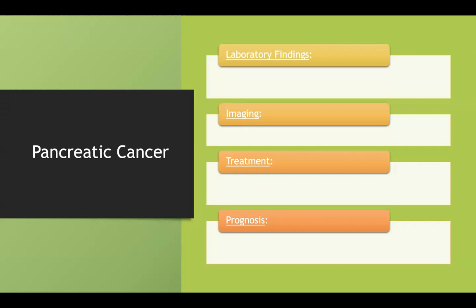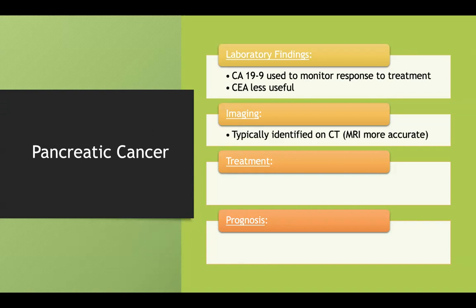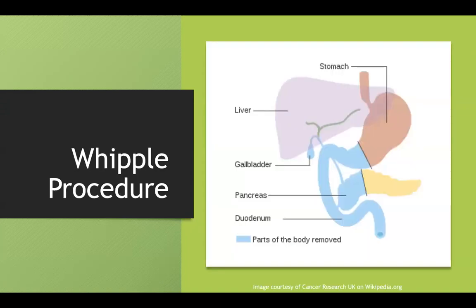A few more tidbits about pancreatic cancer before we move on. Just know that if you're testing laboratory studies, CA19-9 is the most useful to monitor the response to treatment. You can also use CEA in some capacity, and some oncologists use that, but if you're on a test and they give you both of these laboratory markers, CA19-9 will be correct. For imaging, you can use a CT scan or an MRI to diagnose the cancer. And the treatment is a Whipple procedure.